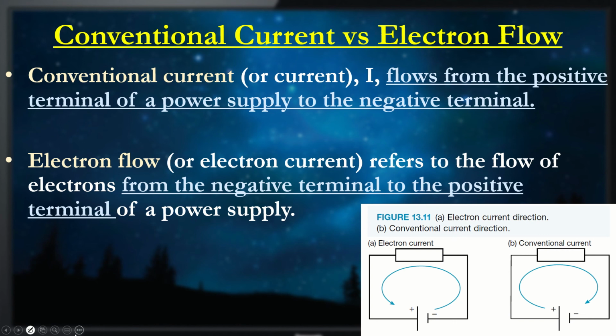Okay, so that explains everything you need to know in terms of what conventional current is in comparison to electron flow. Generally speaking, when we talk about current in these calculations, we are talking about the conventional current flow rather than the electron flow.